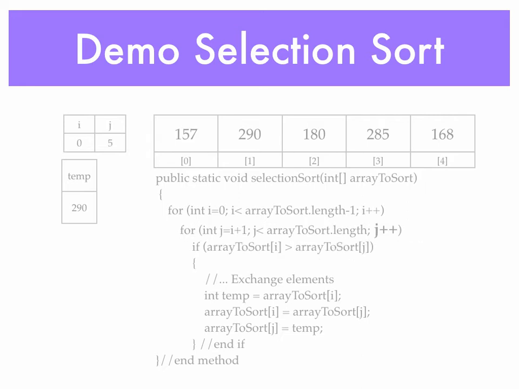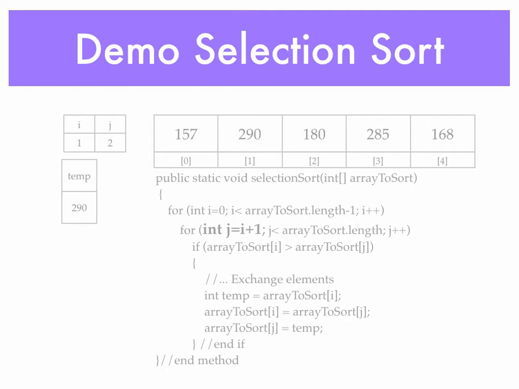j now has a value of 5. We ask, is j less than the array to sort.length? No, it is not. So we'll go up to our outer loop. We'll increment i. i now has a value of 1. Is i less than length minus 1? Yes, it is. So we'll give j a value of i plus 1. So j now has the value of 2. i is a value of 1.